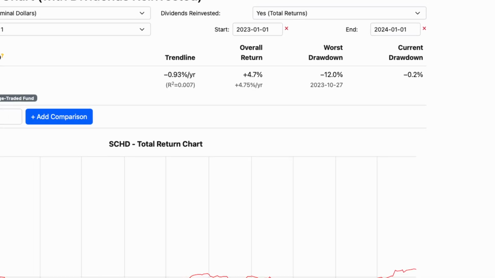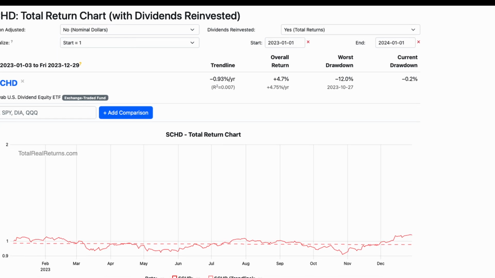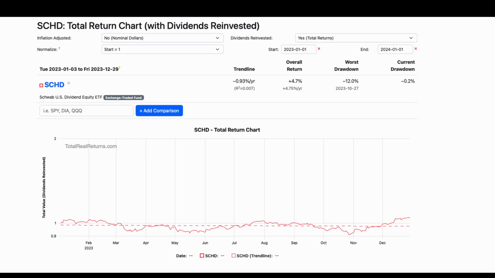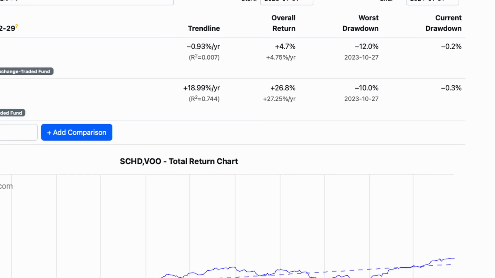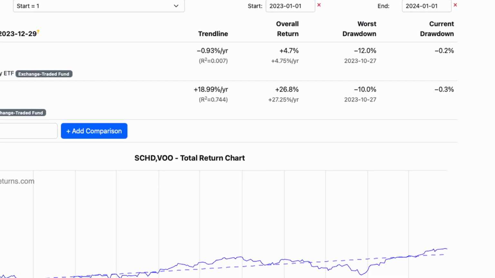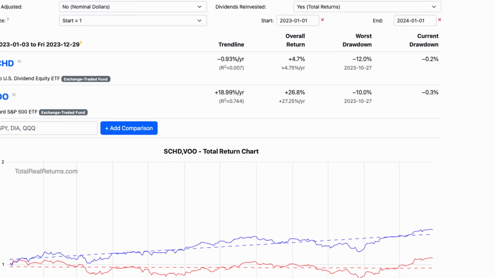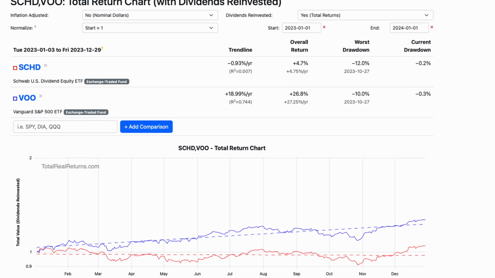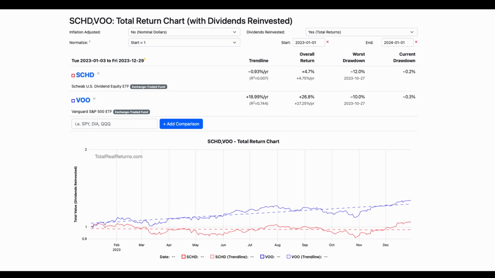In 2023, SCHD posted a return of 4.57%. With dividends reinvested, the total return was 4.7%. In contrast, VOO, which tracks the S&P 500, delivered a significantly higher return, outperforming SCHD by more than 22% with dividends reinvested. It's important to note that while SCHD did not match VOO's performance this year, the two funds have different objectives and compositions, which can lead to differing short-term results.